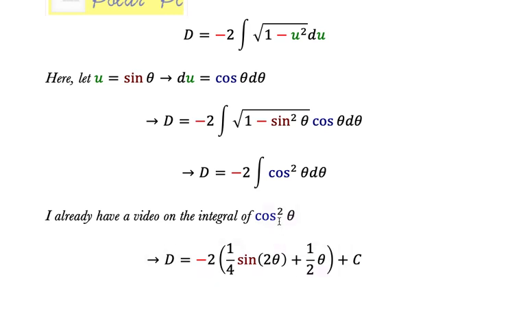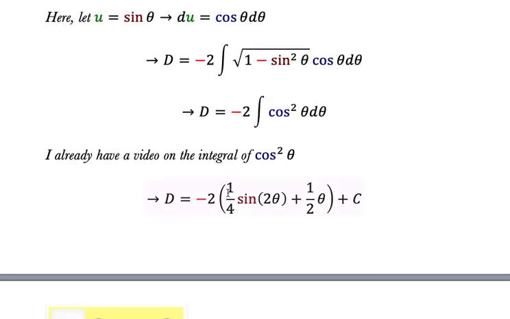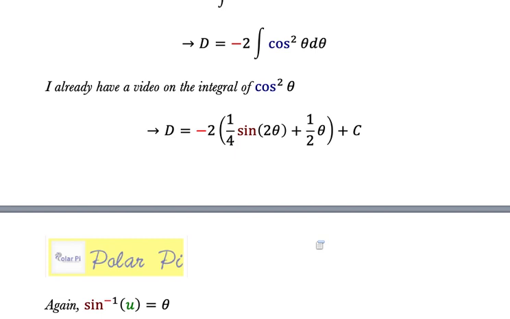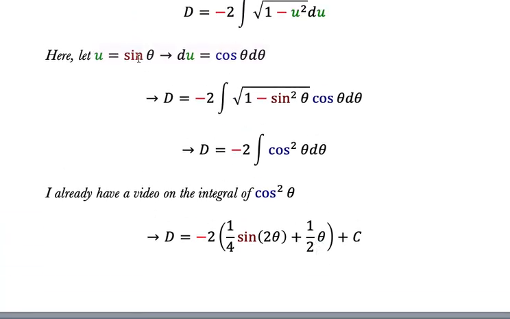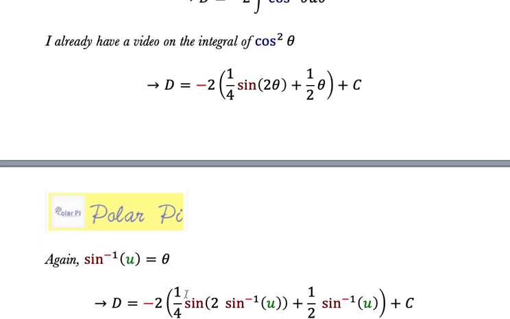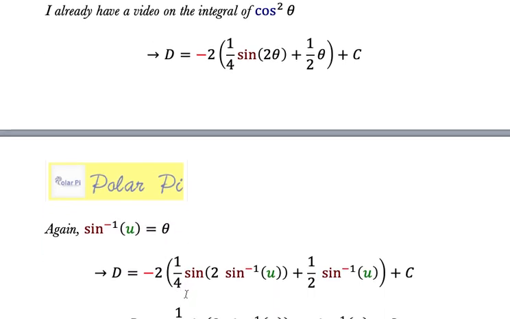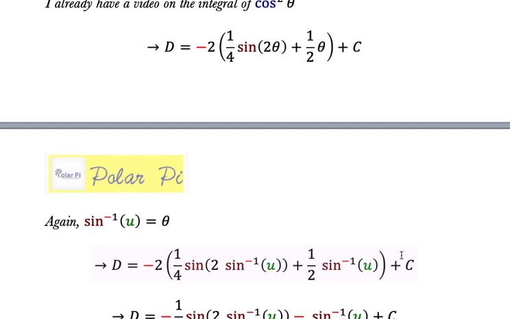And if you do it correctly, the integral of cosine squared theta d theta is 1/4 sine 2 theta plus 1/2 theta, right? And so we substitute that. This minus 2 is the constant that was in front of the integral, and so here we are. Now we distribute the minus 2 and reclaim, based on u being sine theta, that theta is sine inverse u. You've seen that already. And so we put all this together and we see that the integral d is going to turn into this.